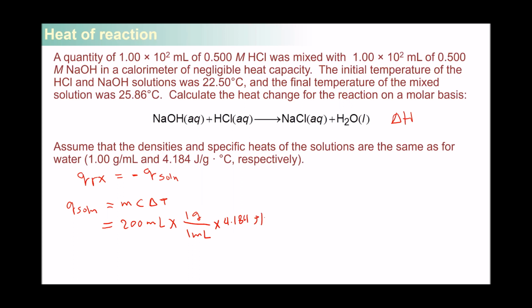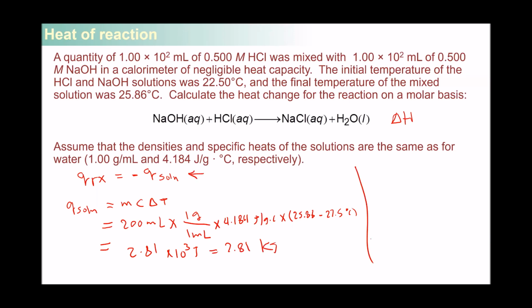Then we multiply times the specific heat capacity for water, 4.184 joule per gram per degree, times the change in temperature, which is the final temperature, 25.86, minus the initial temperature, which is 22.5 degrees. This is going to give us an amount of heat gained by the solution that equals 2.81 times 10 to the power 3 joules, or 2.81 kilojoules.